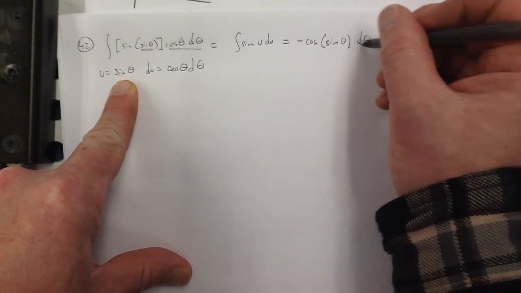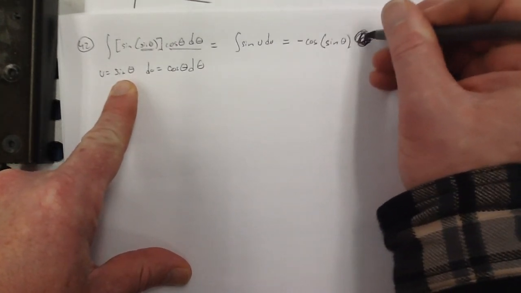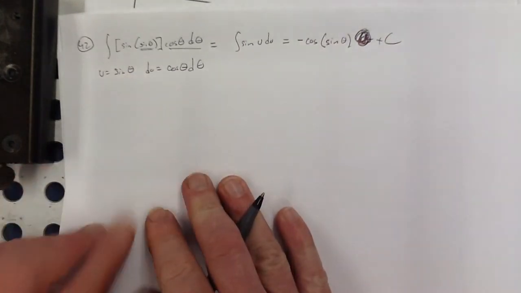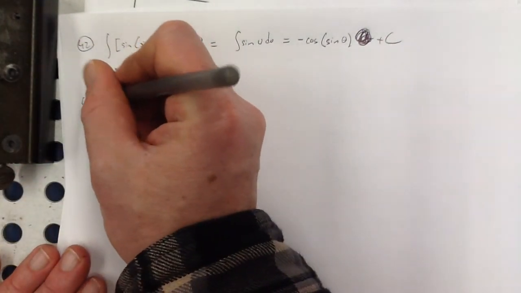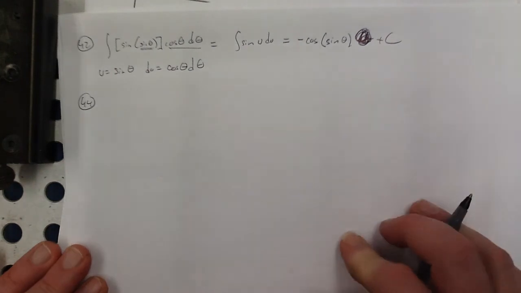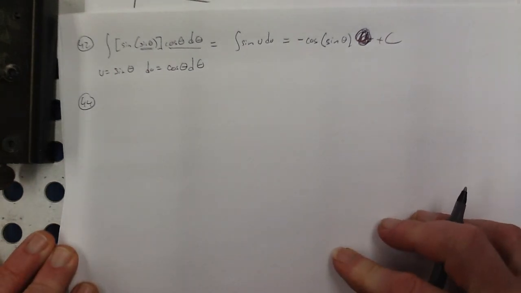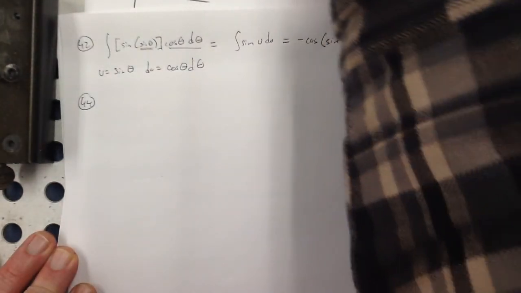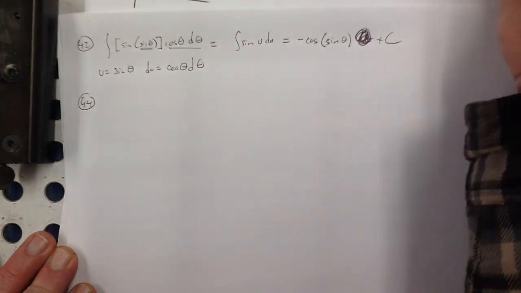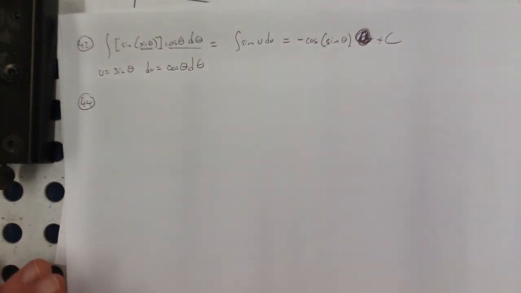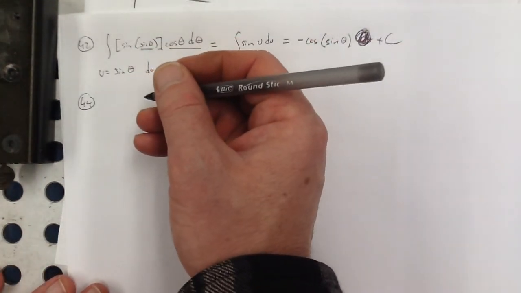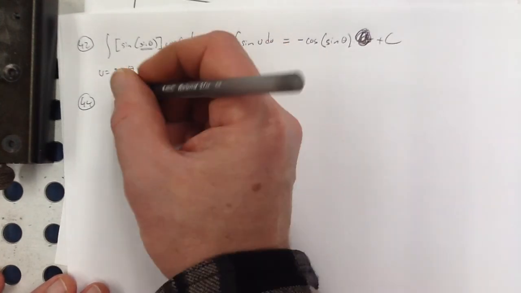Why did I write that there? That was weird. I meant to write a plus c. I was trying to go just a little bit too fast. Beware, that's when mistakes happen. I just want to check that, make sure that we're good. Yep. And 44, last one.